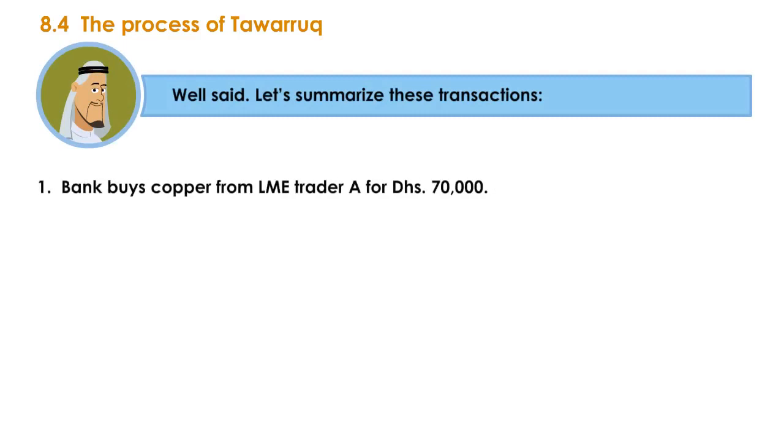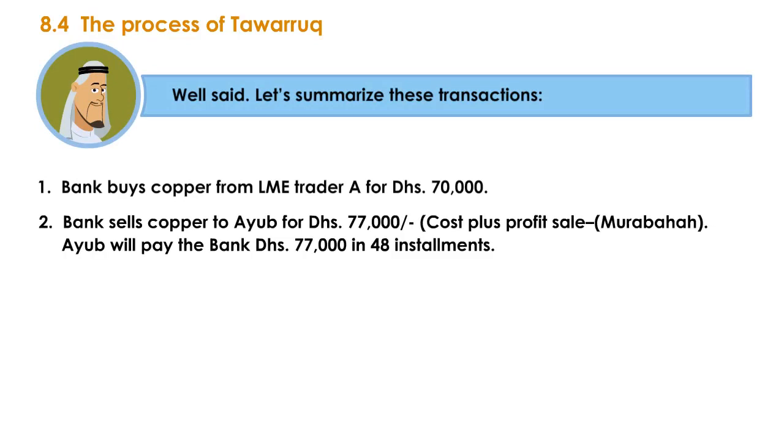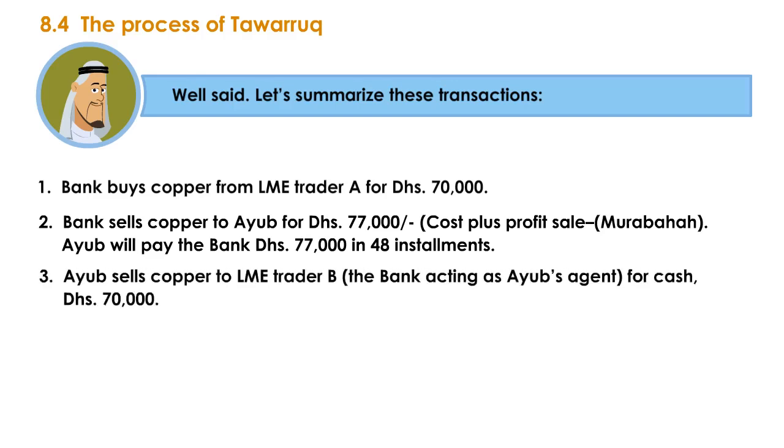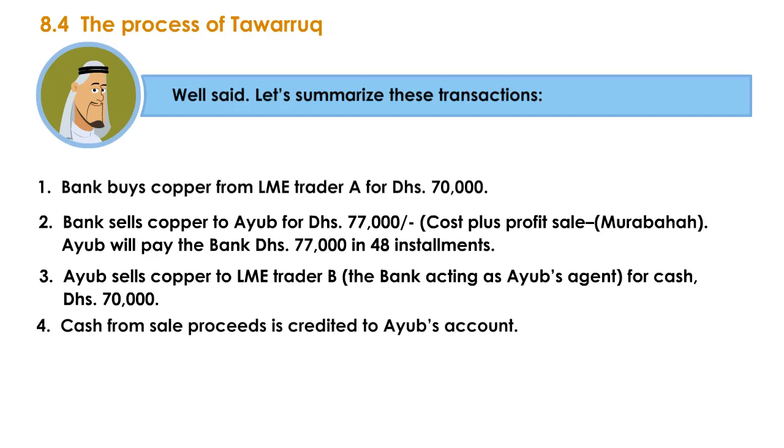The bank buys copper from the LME trader A for 70,000 dirhams. The bank sells copper to Ayub for 77,000 dirhams. That's a cost-plus-profit sale, which is murabaha. Ayub will pay the bank 77,000 dirhams in 48 installments. Ayub then sells copper to the LME trader B, the bank acting as Ayub's agent, for cash 70,000 dirhams. And cash from the sale proceeds is credited to Ayub's account.